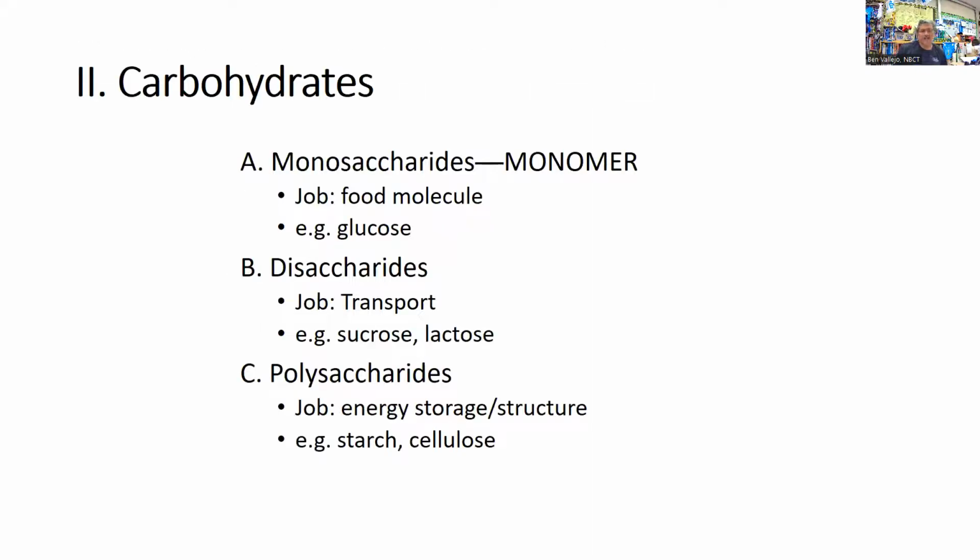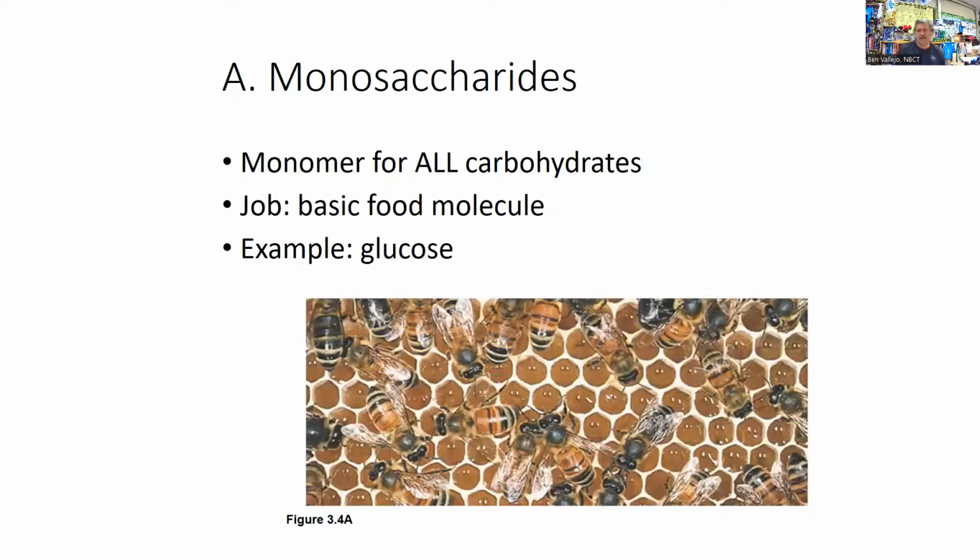All right. So with carbohydrates, you have monosaccharides, disaccharides, and polysaccharides. We are going to take a look at the monosaccharides and polysaccharides specifically today. So let's take a look at the monosaccharides. An example of a monosaccharide is glucose. Glucose is also called dextrose.